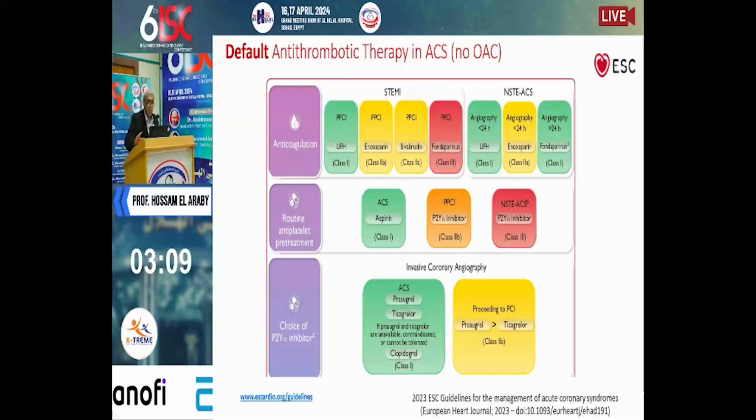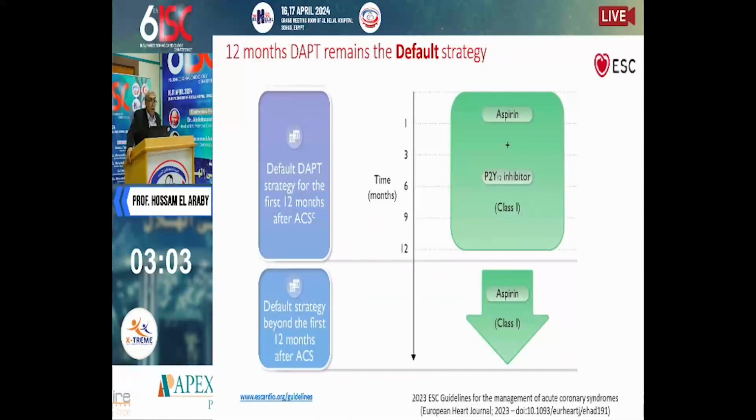When proceeding to primary PCI, prasugrel is preferable, class 2A, compared to ticagrelor. After PCI, continuation of DAPT is 12 months. This is class 1, and after 1 year, DAPT continuation with aspirin is the traditional strategy with class 1.